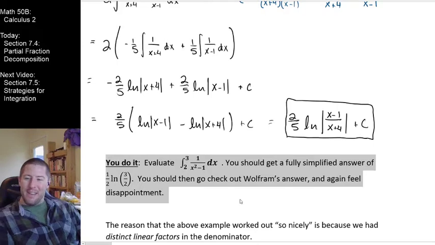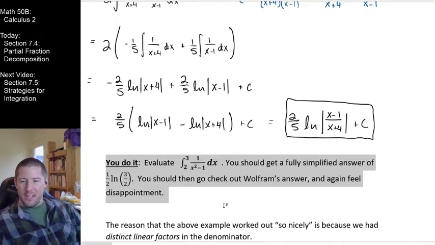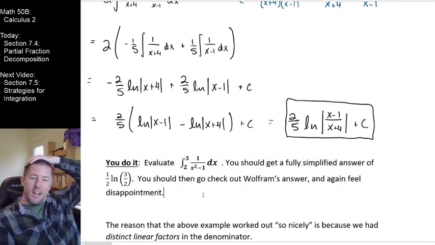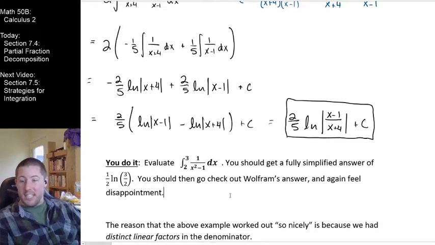You should then, as we have done in the last couple sections, go type this integral into Wolfram Alpha and feel the disappointment that it doesn't quite do the same things that we want to do right here. So you should stop and do that right now. Now, the question that I'm seeing here in chat is, would completing the square also work for this? And the answer is yes.